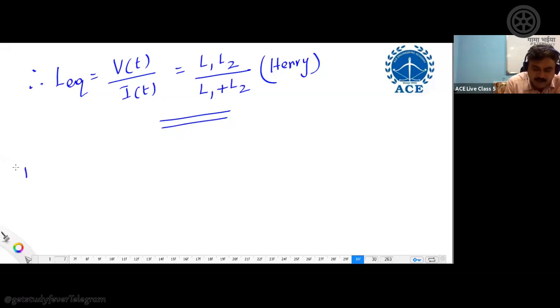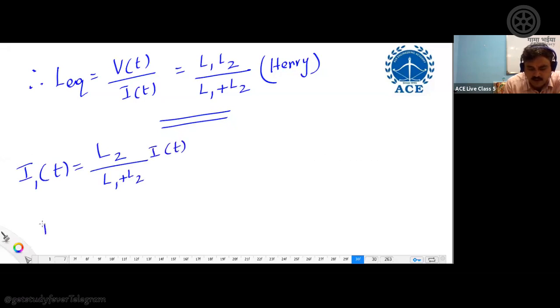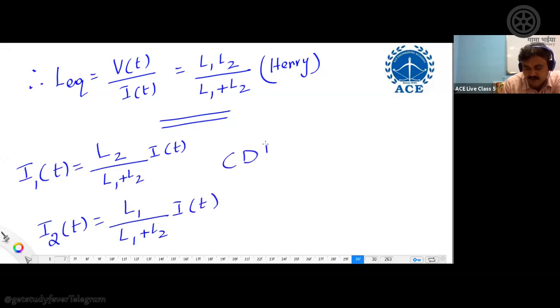Now what will be the current on each branch? I1 of t will be, same logic, L2 by L1 plus L2 into I of t, and I2 of t will be L1 divided by L1 plus L2 into I of t. So this is the current division principle that we are applying on inductors connected in parallel. Whenever you have branches in series, we use the voltage division principle, and whenever you have branches in parallel, we use the current division principle. That is the main difference.